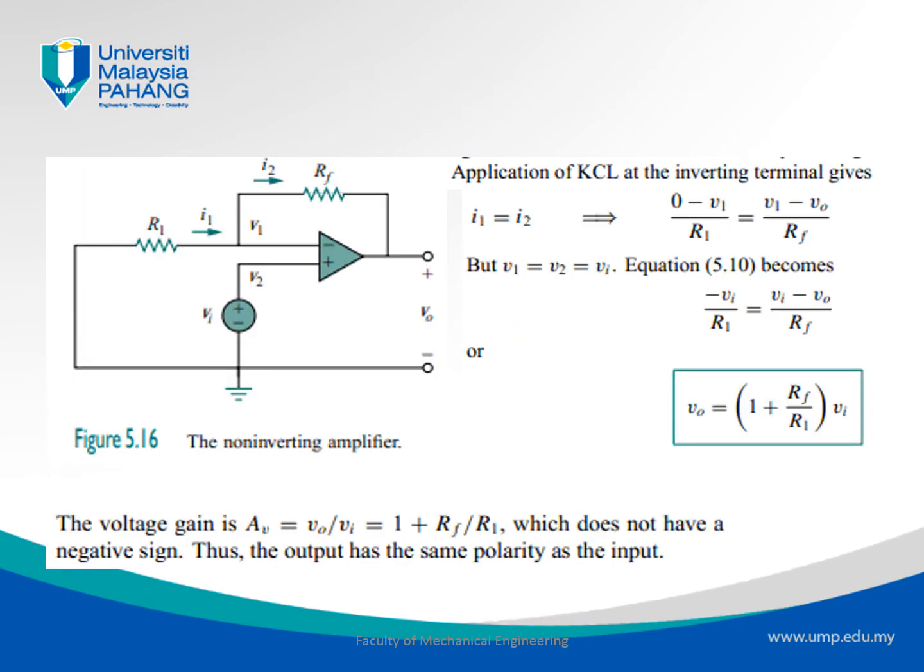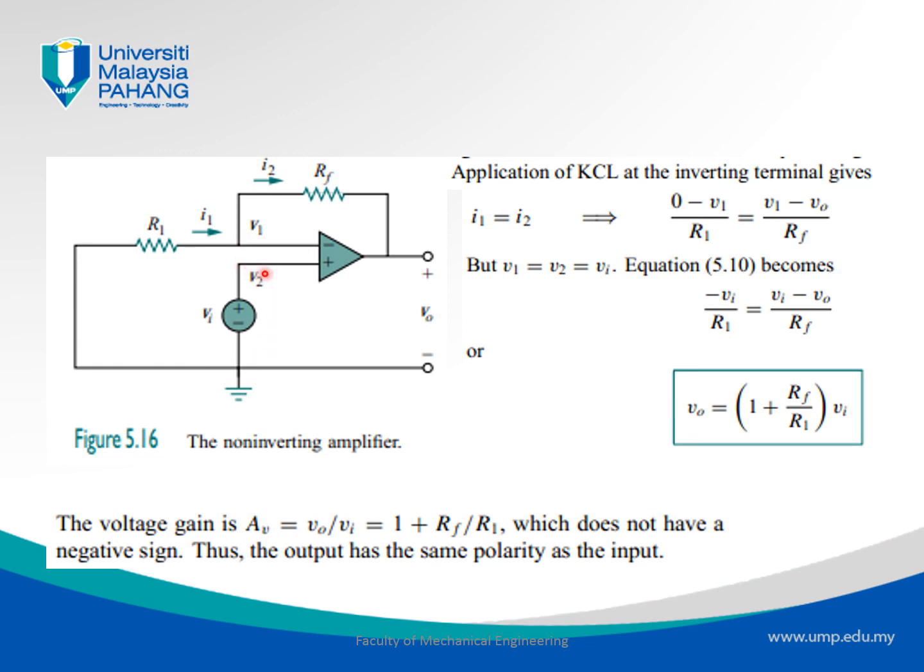To understand what's happening, first we have to remember the properties of an ideal operational amplifier. Again, the input impedance for an ideal operational amplifier is infinity, so there's no current going into the operational amplifier. Therefore, the points we call V1 and V2 are the same. So voltages V1 and V2 are equal.